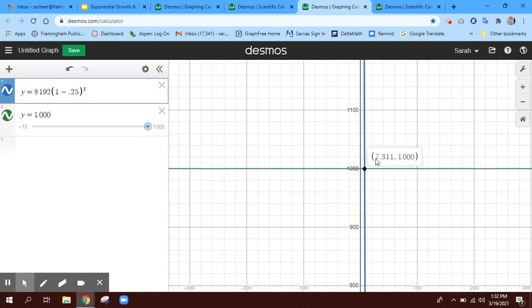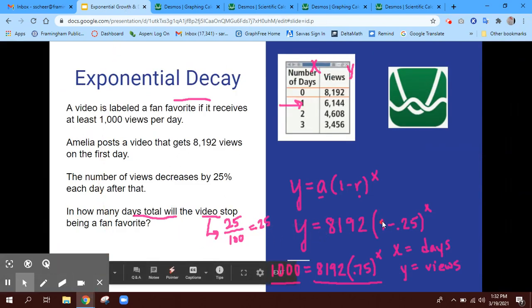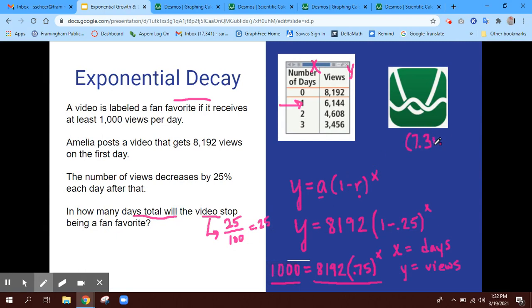So the point where they meet is 7.311, 1,000. So I'm going to go back to my slides. The point in which they met was 7.311, 1,000. So we knew the y value was going to be 1,000. That's what we were looking for. It's the x value that will solve for us. So x is 7.311, and our x value was days. So in about 7 days, maybe a little more than 7 days, the video will get down to 1,000 views per day.